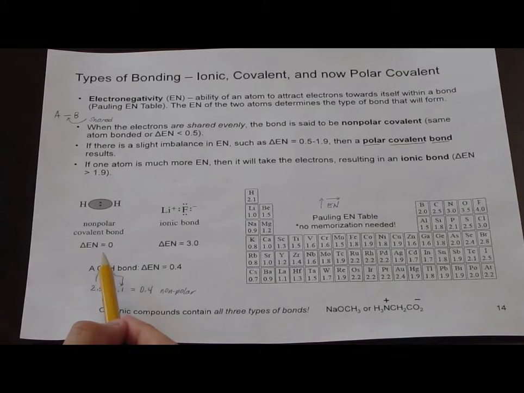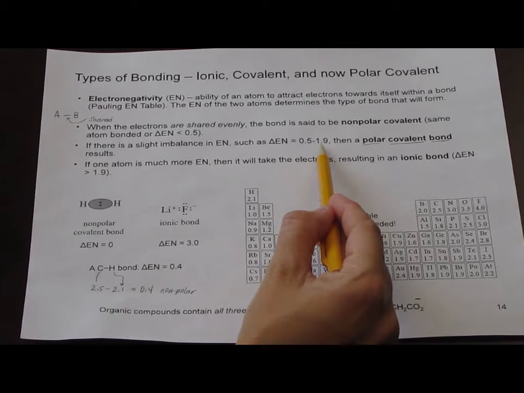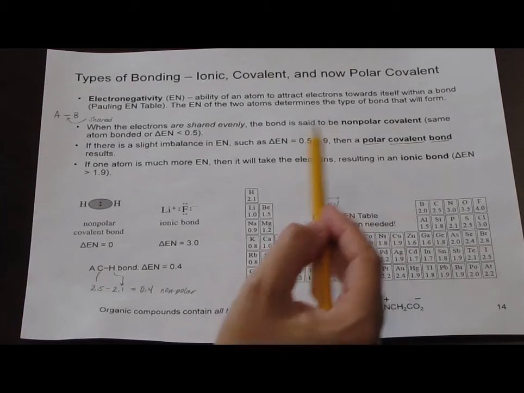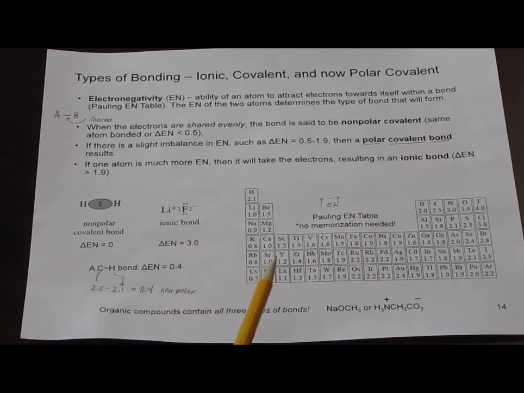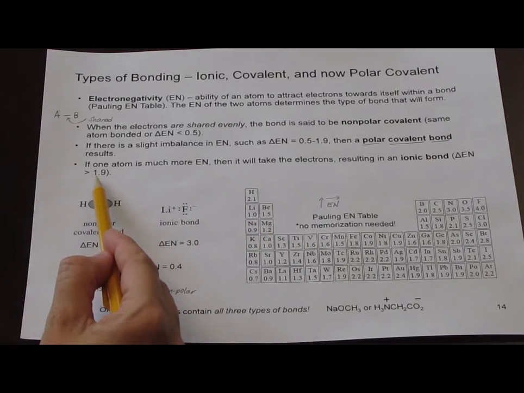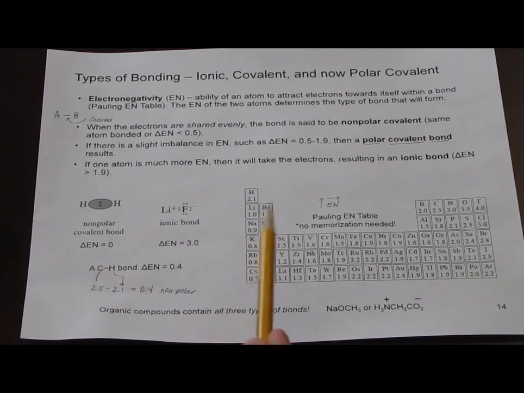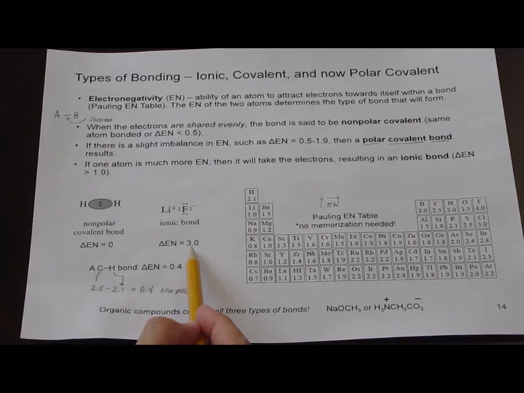Okay, nonpolar covalent. If the electronegativity difference is between 0.5 and 1.9, this is called polar covalent, and an example will be shown on the next page. And then if one atom is way more electronegative than the other, and the difference is greater than 1.9, it's ionic. So fluorine is so electronegative, it takes the electrons away from lithium and has them both. So this delta EN is 3.0. Organic compounds contain all different types of bonds.